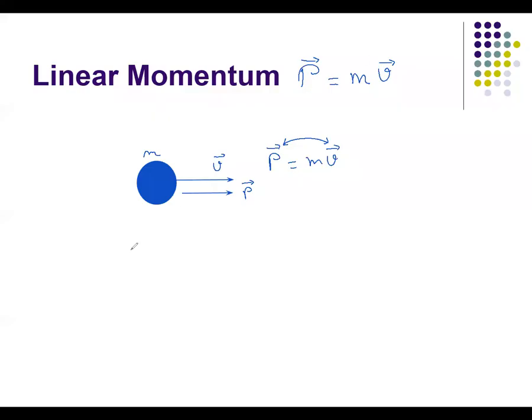The unit of P: m in kilogram, v in meter per second. This is the unit of P.